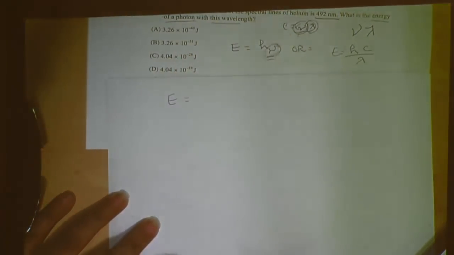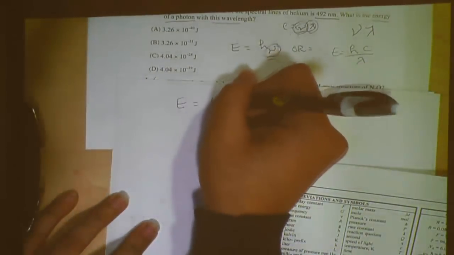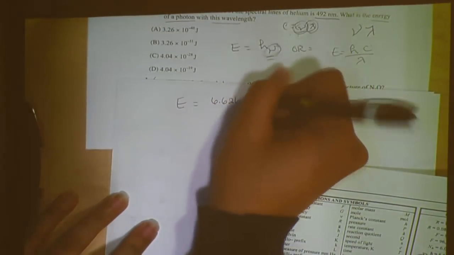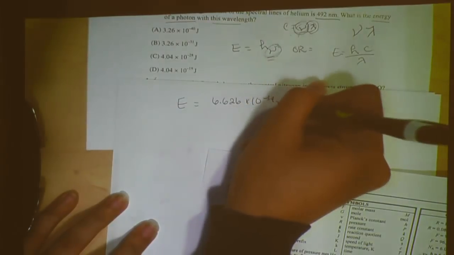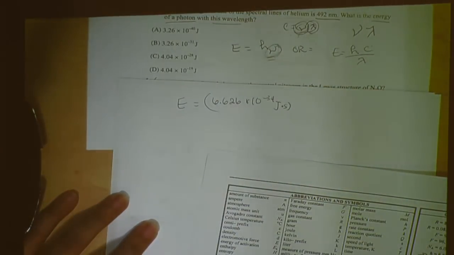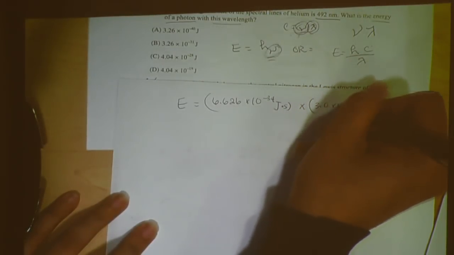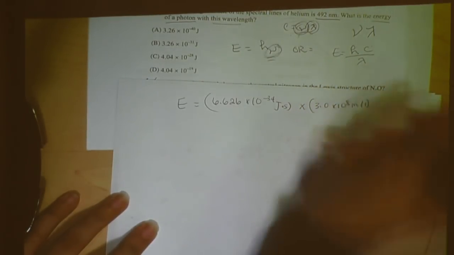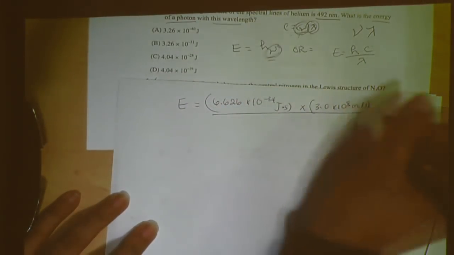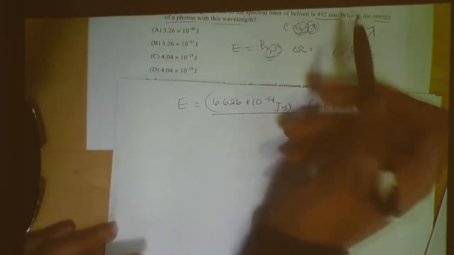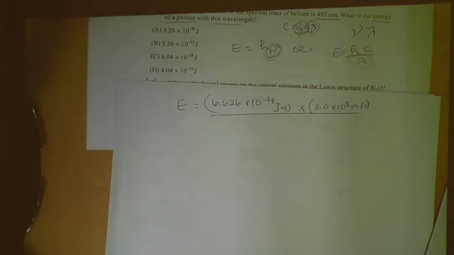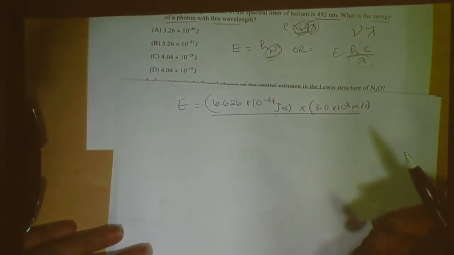So what you're going to have to do is energy is equal to h, which is 6.626 times 10 to the negative 34 joules times second, multiplied by c, which is the speed of light, 3.0 times 10 to the 8th meters per second, over lambda. Lambda is the wavelength, but the wavelength is given to you in nanometers. You have to convert it to meters because speed of light is in meters per second.